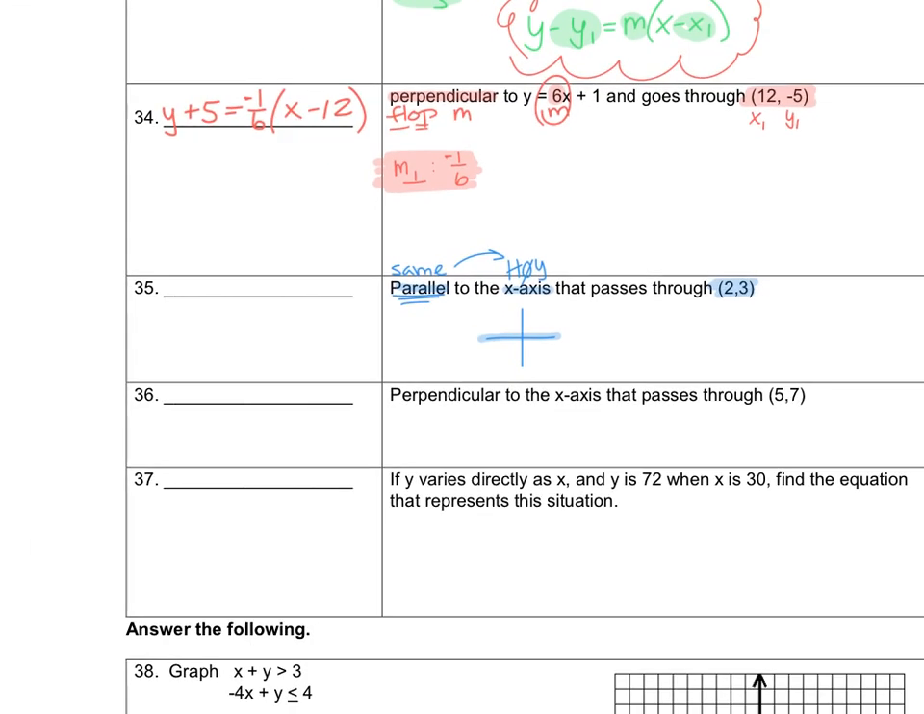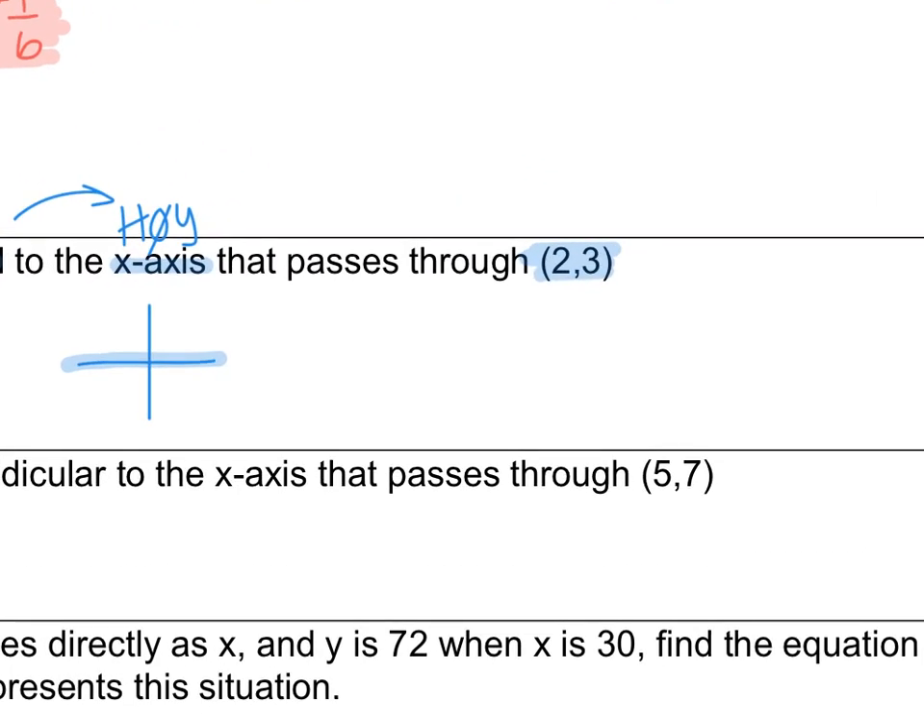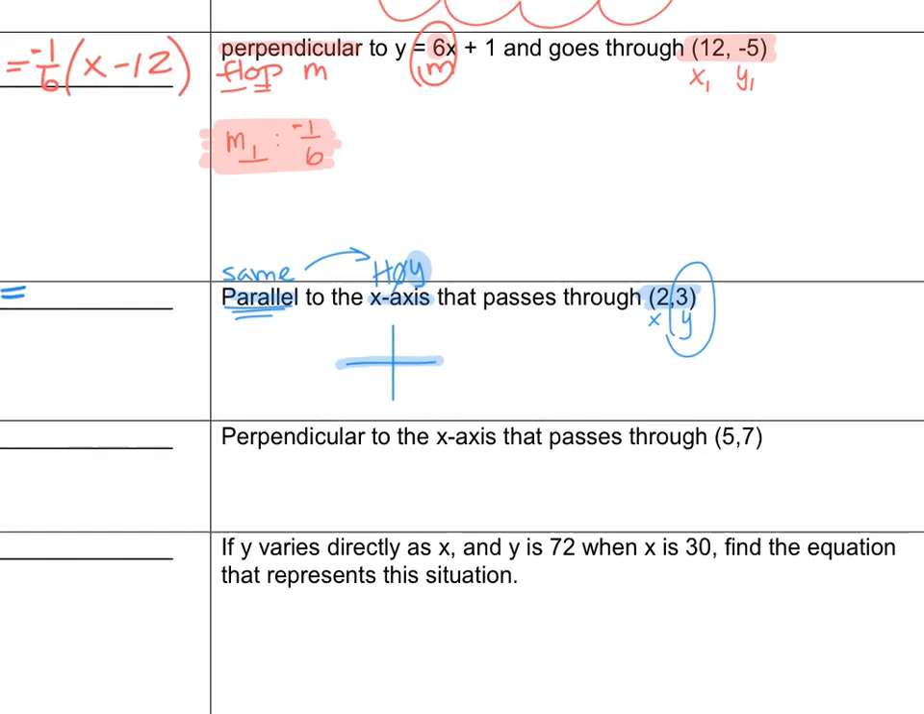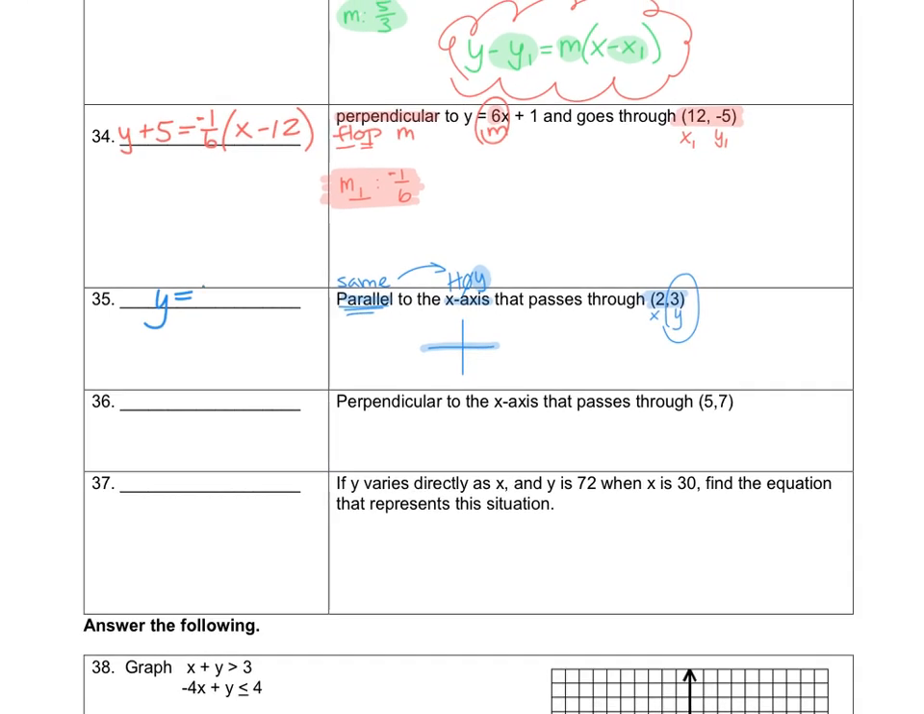So I already know my equation's only y equals, which means I could eliminate some answer choices if I was looking at my final. And then I want to look at, do I want 2 or 3? Difference between, do I want x or do I want y? Well, with HOY, I want y, so I'm going to focus on my y value of 3, and my equation is going to be y equals 3.